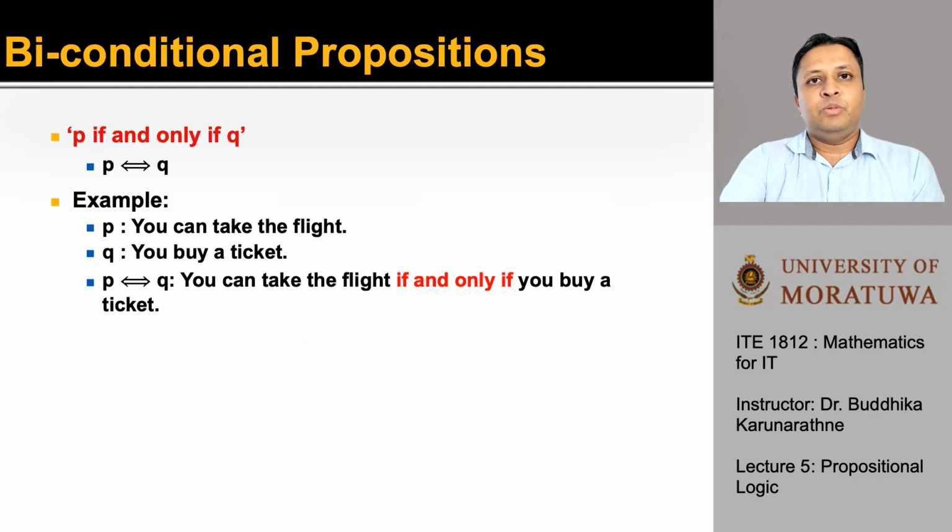And then we move on to biconditional propositions. In this case, it is P if and only if Q. You use this double arrowhead notation for this biconditional proposition. Take an example once again. P: you can take the flight. Q: you buy a ticket. So P if and only if Q is the proposition: you can take the flight if and only if you buy a ticket.